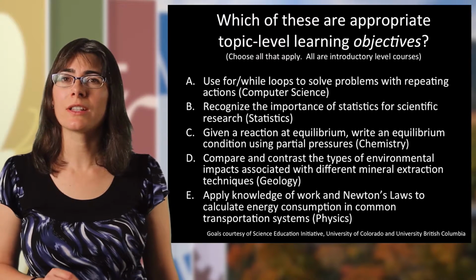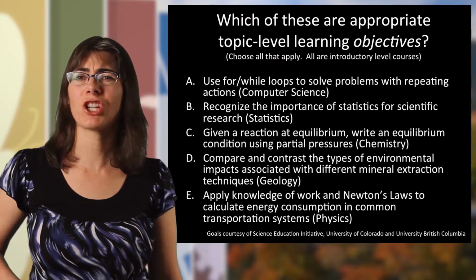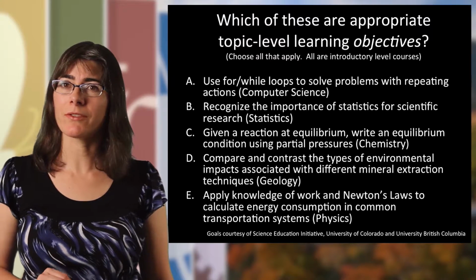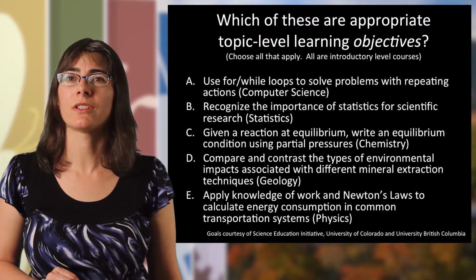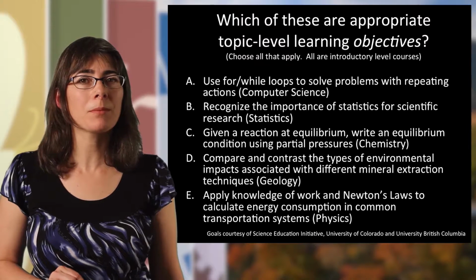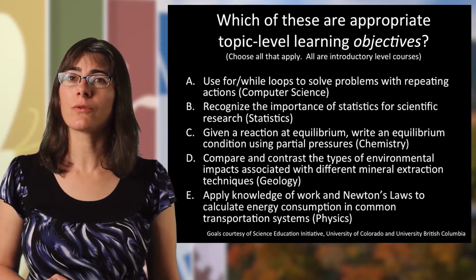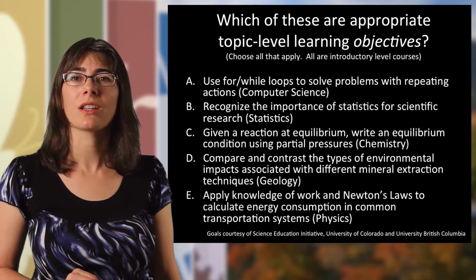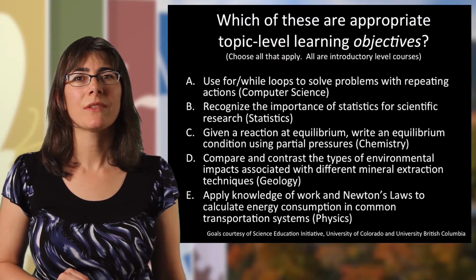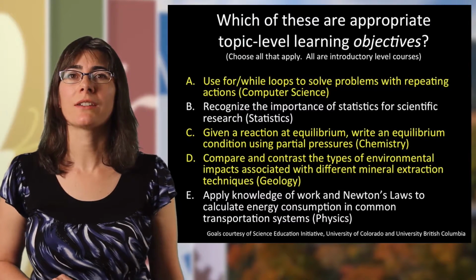C, given a reaction at equilibrium, write an equilibrium condition using partial pressures. Sure, that was probably in a unit on partial pressures. D, compare and contrast the types of environmental impacts associated with different mineral extraction techniques. Yeah, that seems like it would probably be in a unit on mineral extraction and geology. And then E, apply knowledge of work and Newton's laws to calculate energy consumption in common transportation systems. I don't think that's something you could get to in a single unit, so I'm going to say that that's not. So I'd say A, C, and D are the topic level learning objectives.